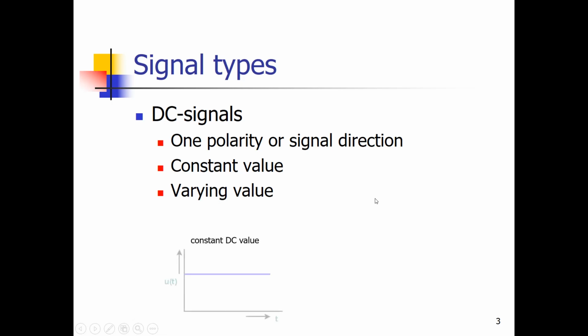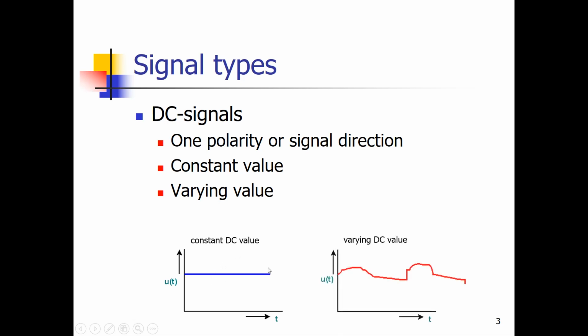Here we have an example of a DC signal because it has only a positive polarity. It doesn't change, it doesn't go underneath the zero voltage line. So it's a DC value and it is a constant value. Here we have a varying DC value. Again, it's DC because it does not cross the zero voltage line. So it has one polarity, only a positive value.